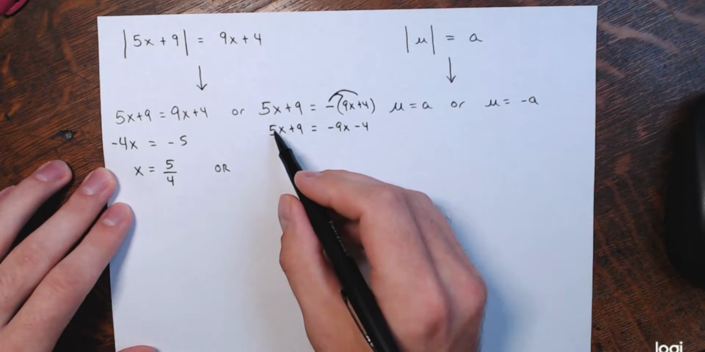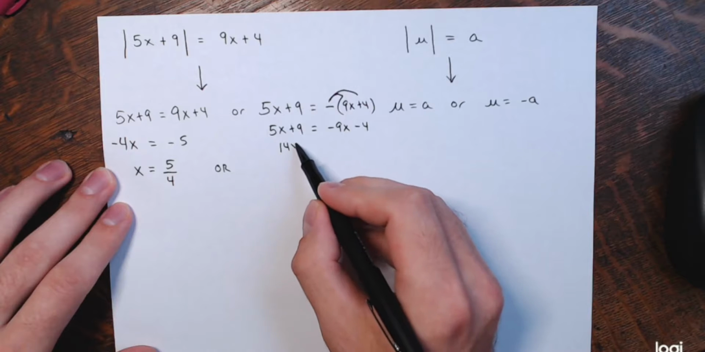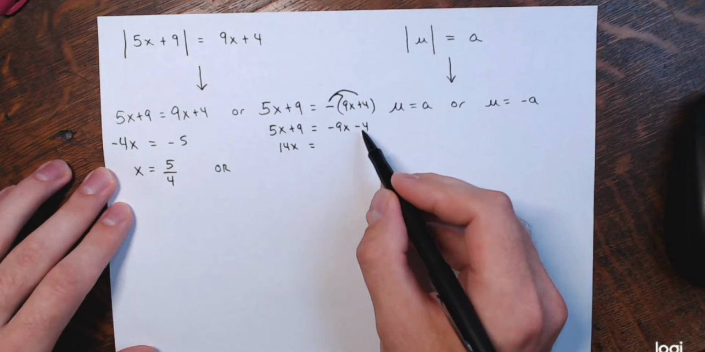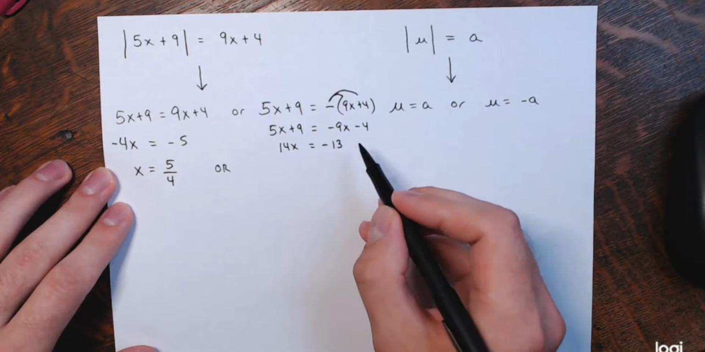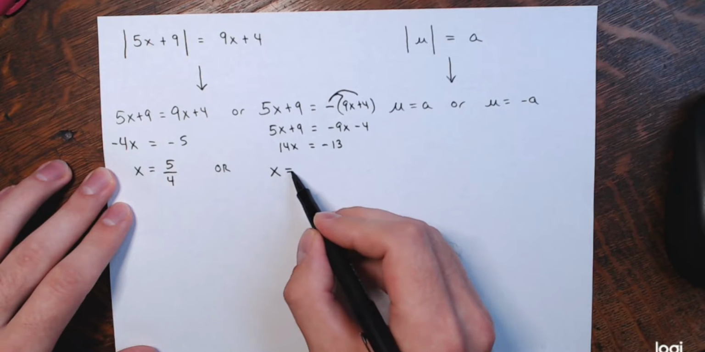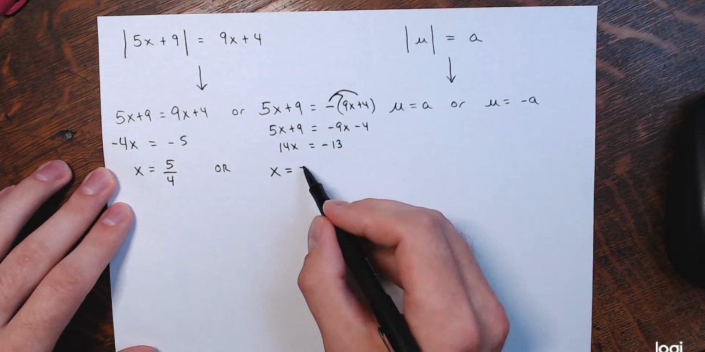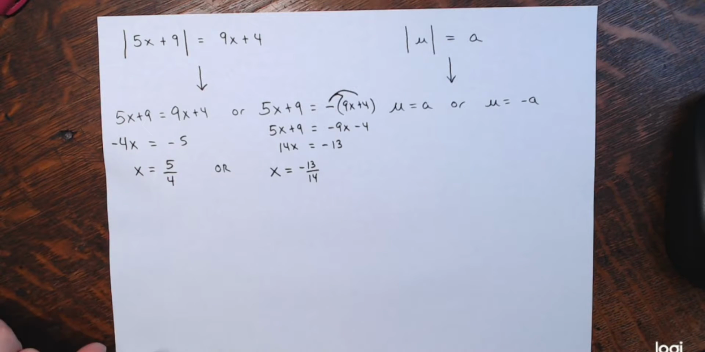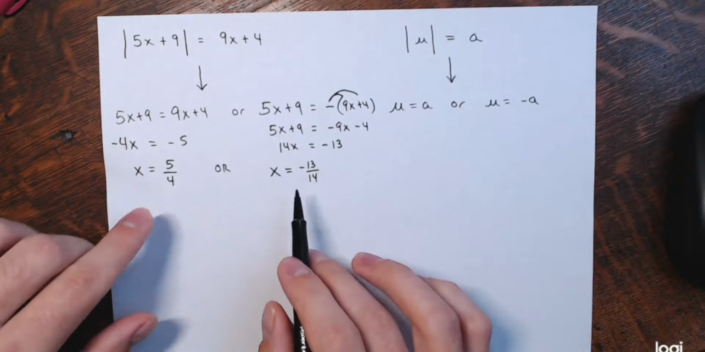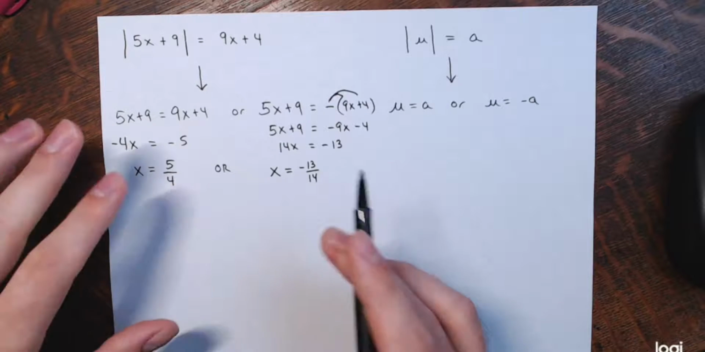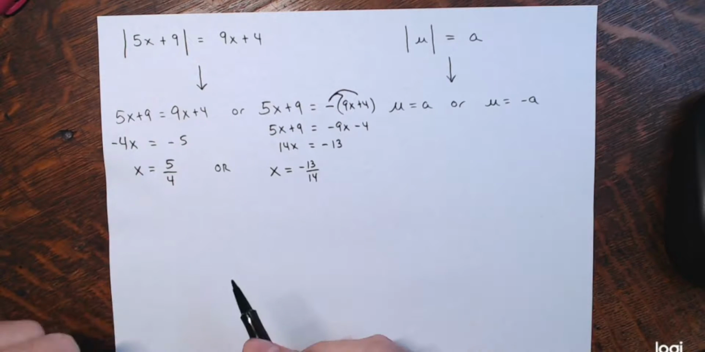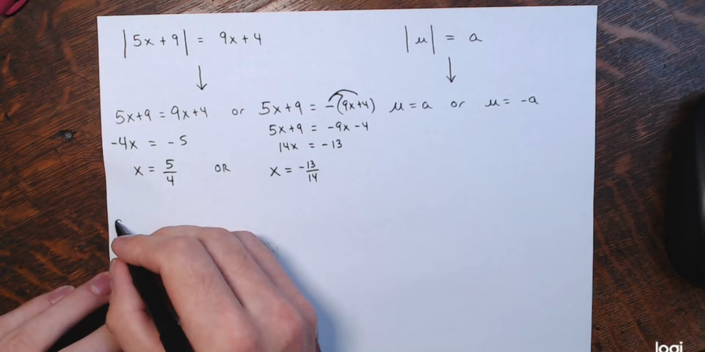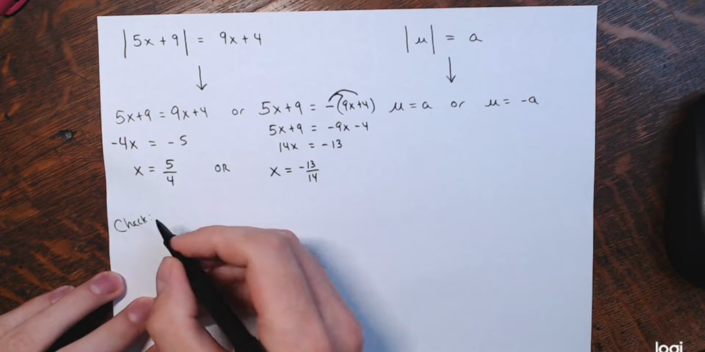And adding 9x would give me 14x on the left. Subtracting 9 would give me negative 13 on the right. Dividing by 14 would give me negative 13 fourteenths. So one of these might work, and if both of them don't work back in the original equation, then you say no solution. Well, let's see.